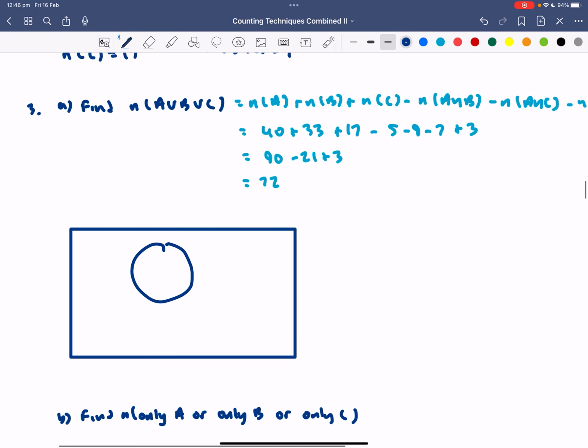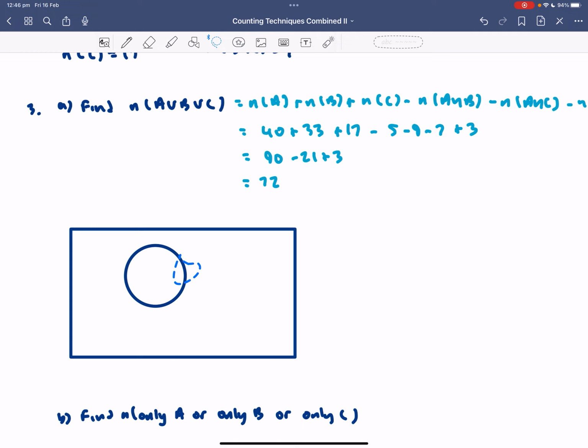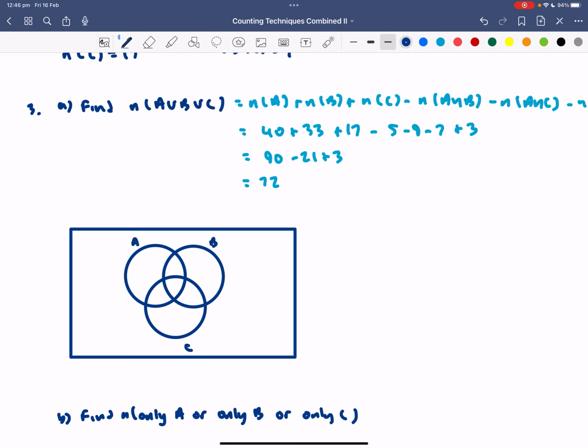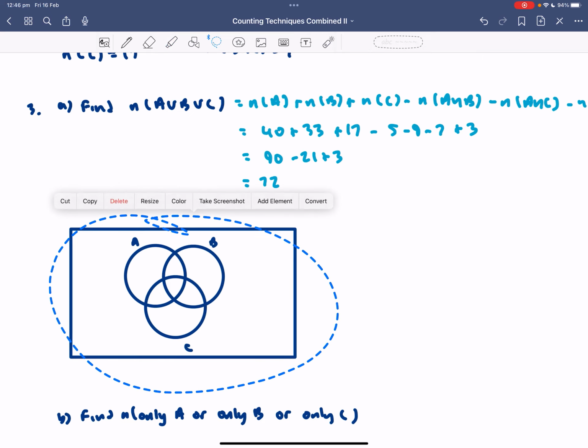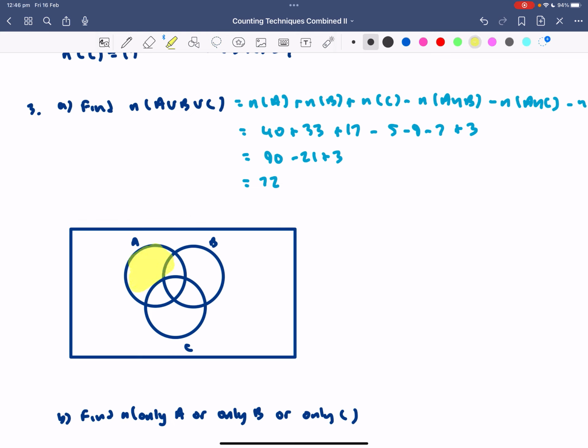So let's draw our 3 events. That's A, B, and C. If you want the number in A or B or C, what did we do? First of all, we added all the... Let me just copy paste this. I'm going to need this. First, we added up all the single intersects. So if I add up all the single intersects, that's one single intersect plus this single intersect plus the last single intersect. So the last single intersect was this here.